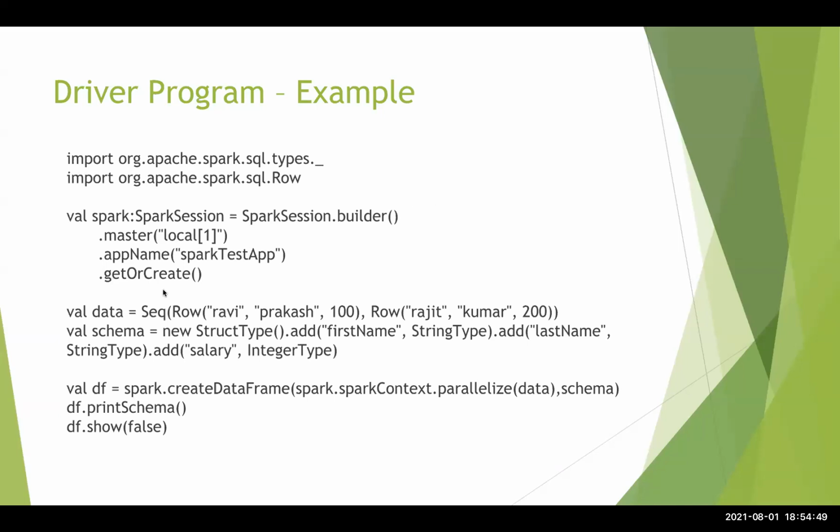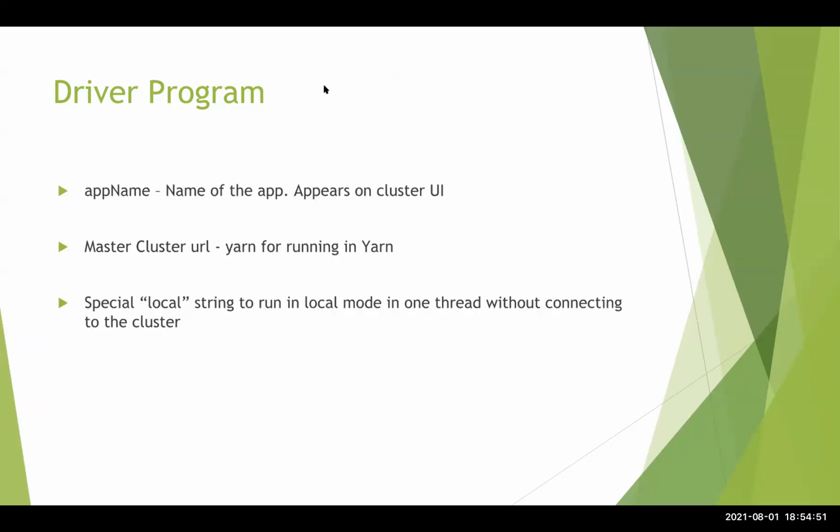Okay, so the driver program, this we already discussed. App name is the name of the app. It appears on the cluster UI. Master is the cluster URL. If you give yarn, it runs in YARN. If you give local, it runs in local. If you give a k8s URL, it runs in Kubernetes.